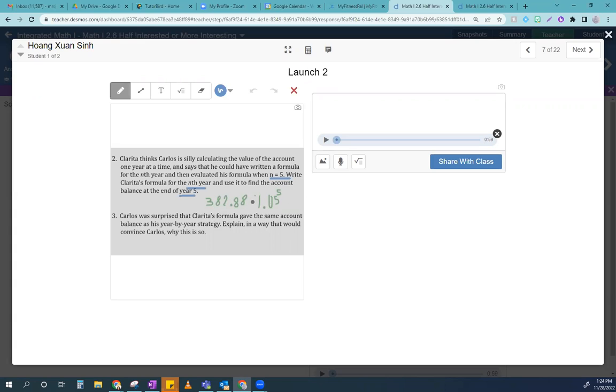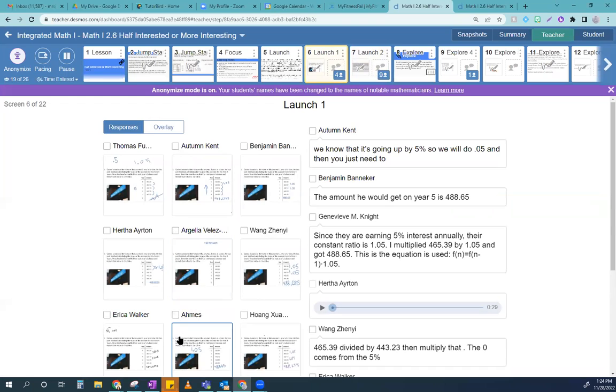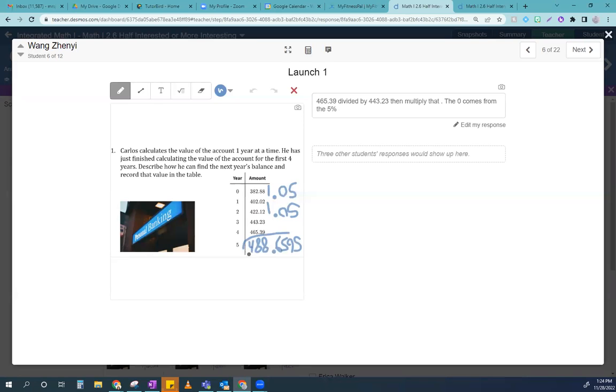Okay. Our friend just told us where this 1.05 came from. You guys all remember where that came from? Yes. And why is the 5 up here? Why is it an exponent? Why isn't it plus 5? Yeah. So this goes back to how Carlos calculated $488.6595, right? Yeah, it is geometric.